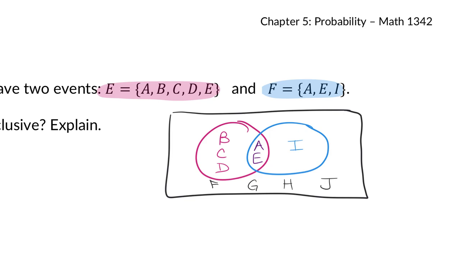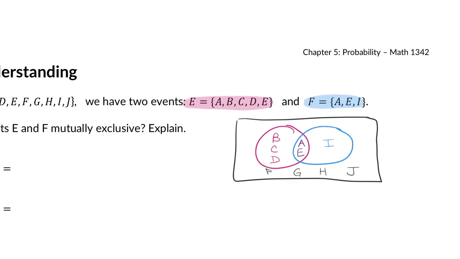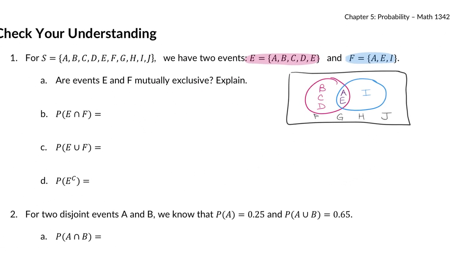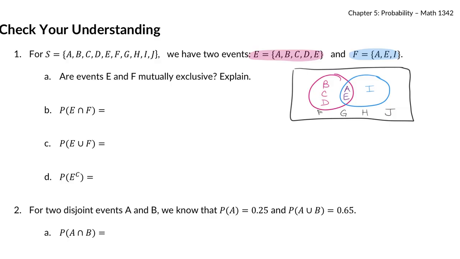The first question says, are events E and F mutually exclusive? That's a yes or no question. Why not? There is stuff in the overlap, correct? So this answer is nope, because A and E are in both, meaning they have an overlap. So they are not mutually exclusive. They are not disjoint.